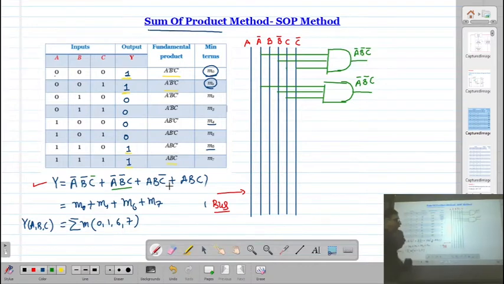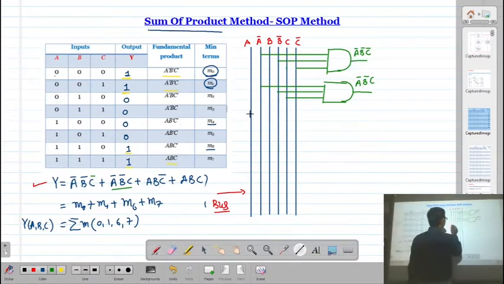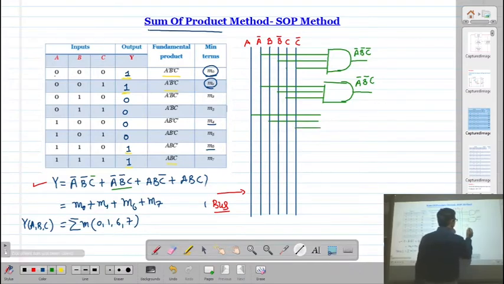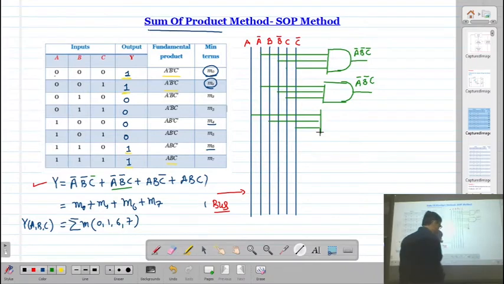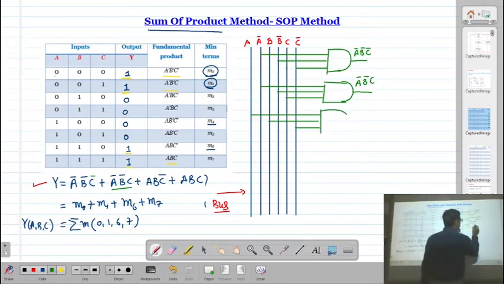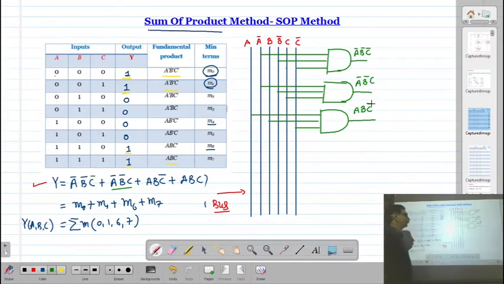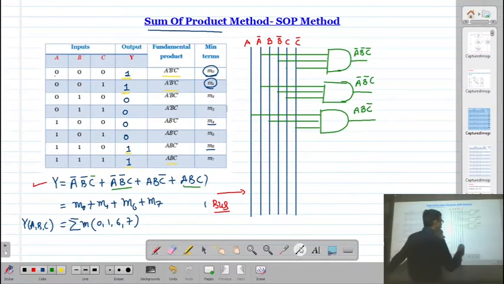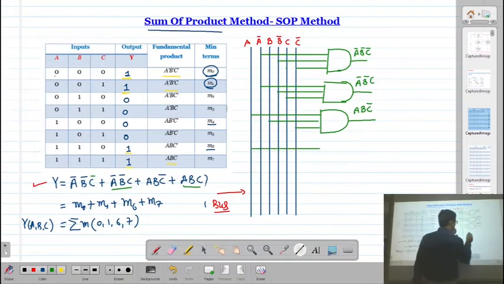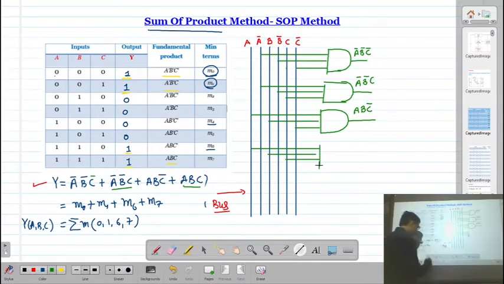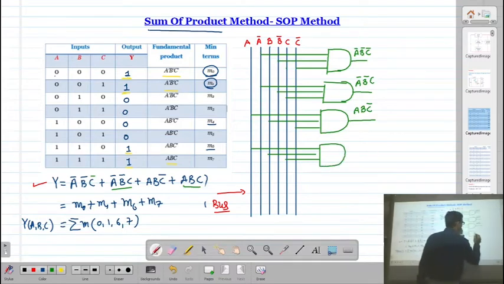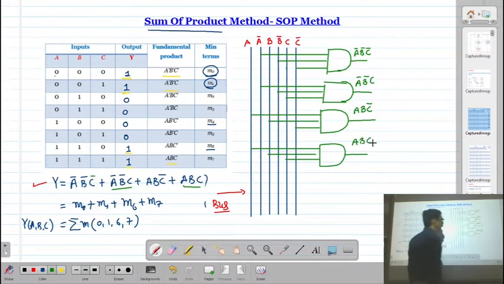Okay. The third one is A, B, C bar. So variable A is here. Draw a line. A, B, and C bar, and then we have to use an AND gate again. This is A, B, and C bar. And what is the fourth term? A, B, C. So draw the line from variable A, then from B and C. Then take an AND gate. So we have A, B, and C.